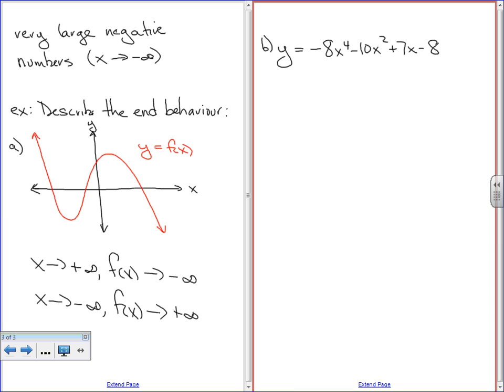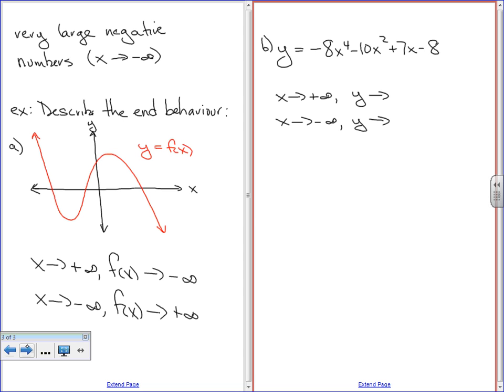So I want to answer the exact same question, but this time I'm going to use the equation instead of the graph. The graph's hopefully easy to read off. The equation is done with a little bit more effort, but the concept should be fairly simple. So that's the question I'm asking. When I'm asking for end behavior, I'm asking you to fill in these two answers here.